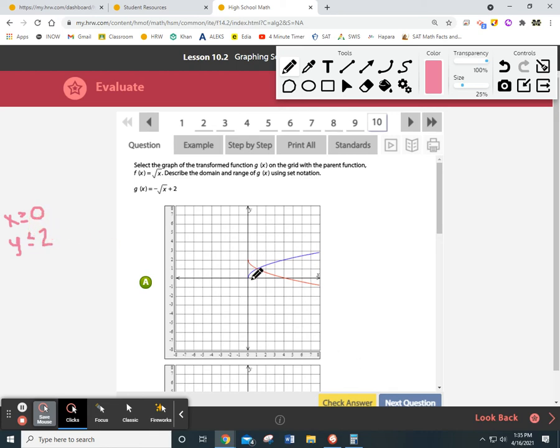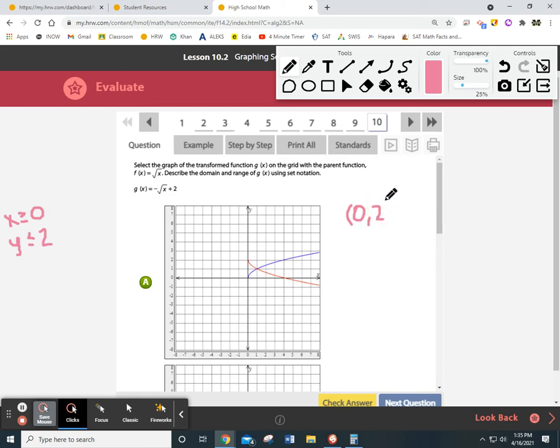All right, so we already know that this is the parent function, starts off at 0, 0. There's 1, 1. Then I've got another point at 4, 2. There would be one up here at 9, 3. So they are reflecting, and then they're also shifting down 2.